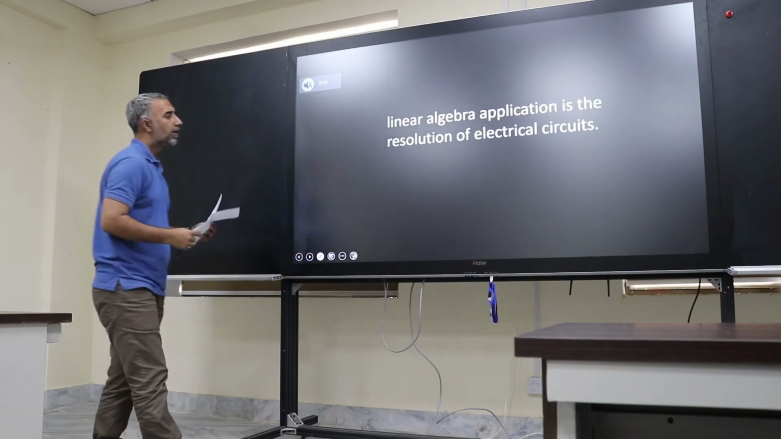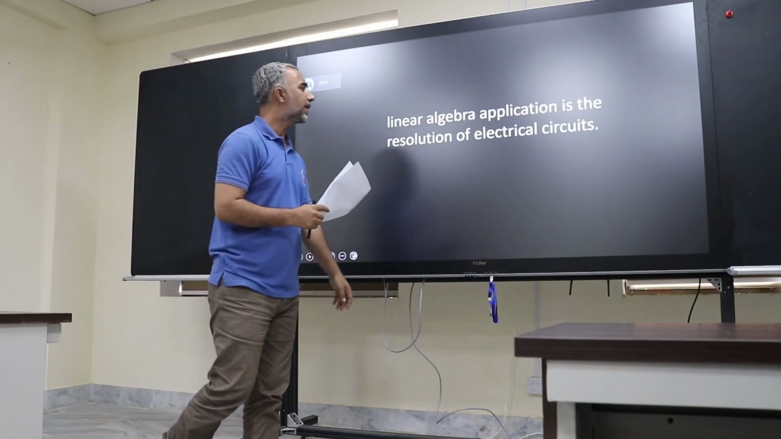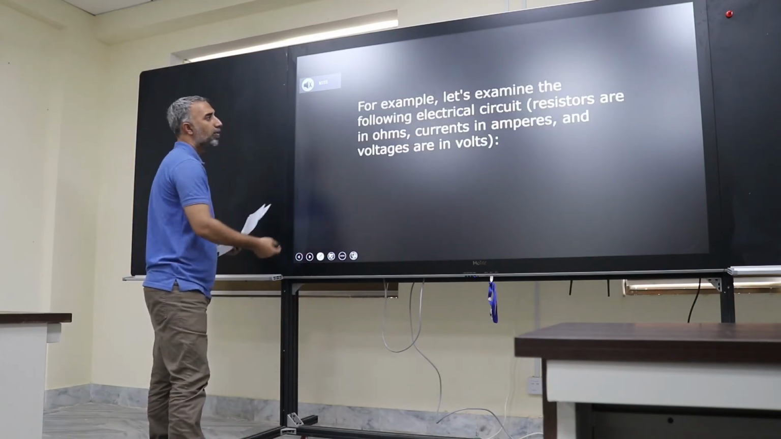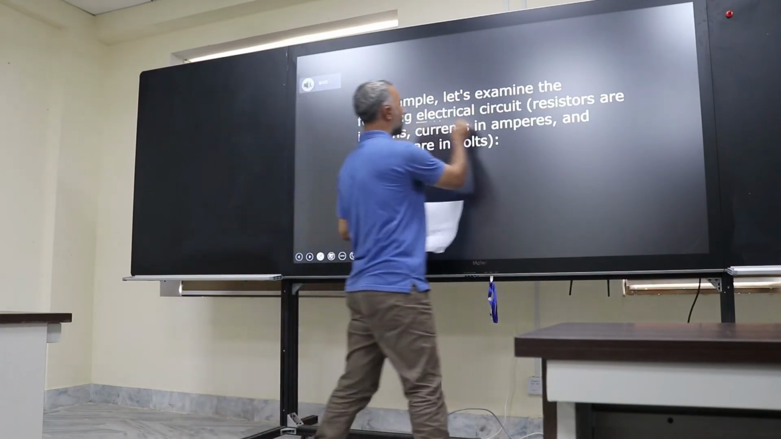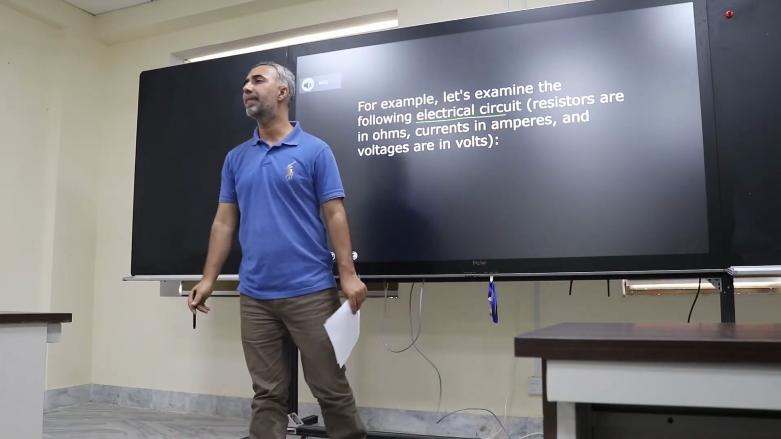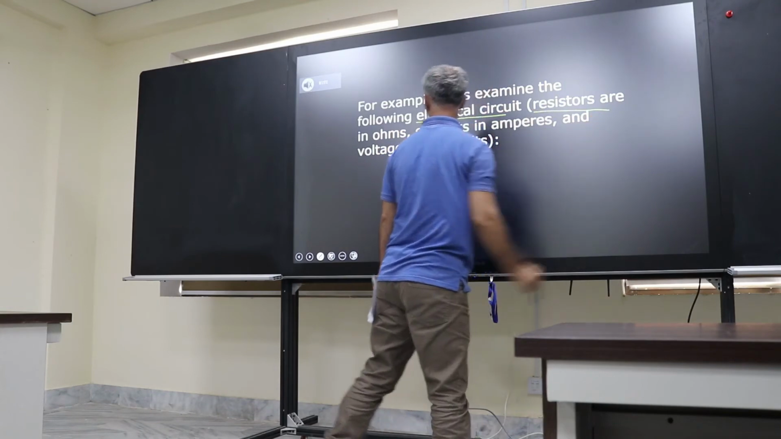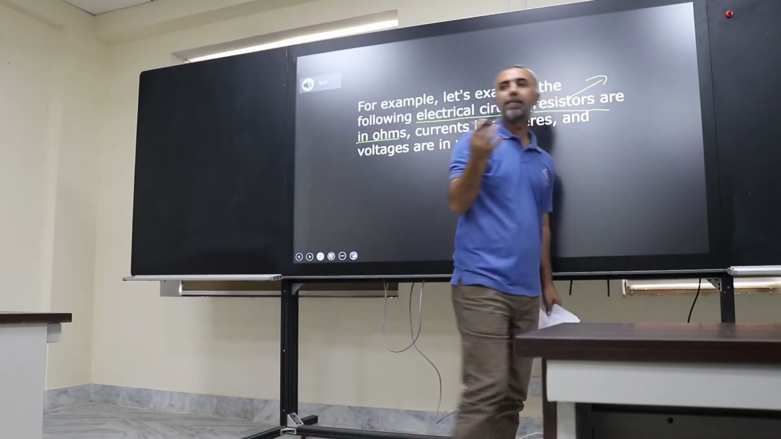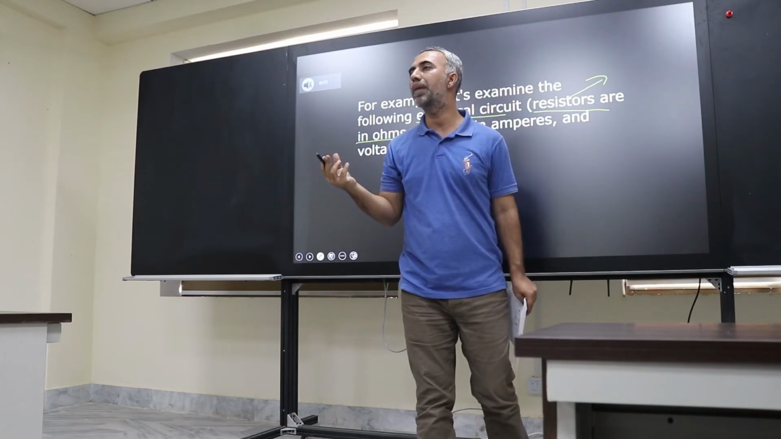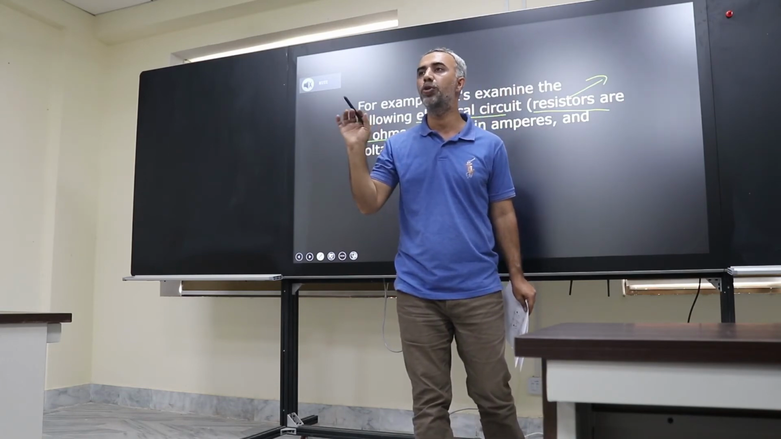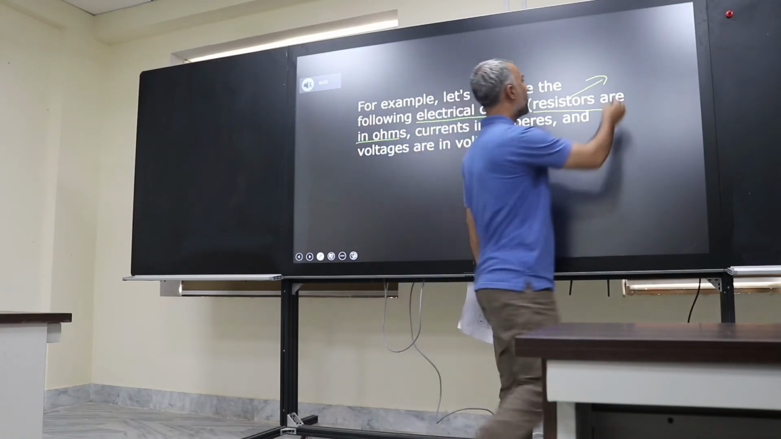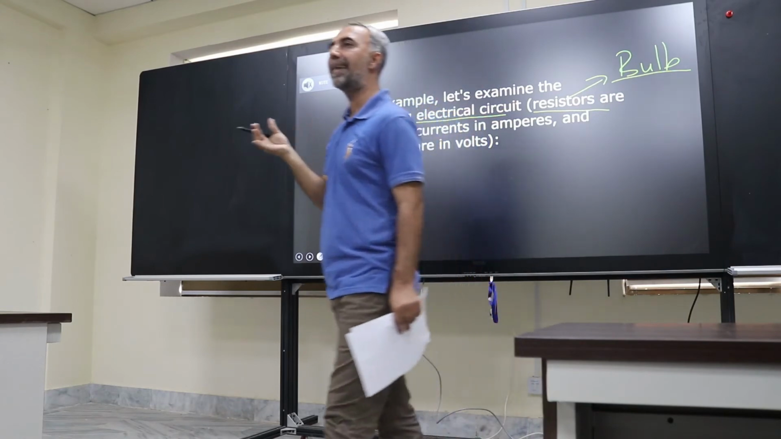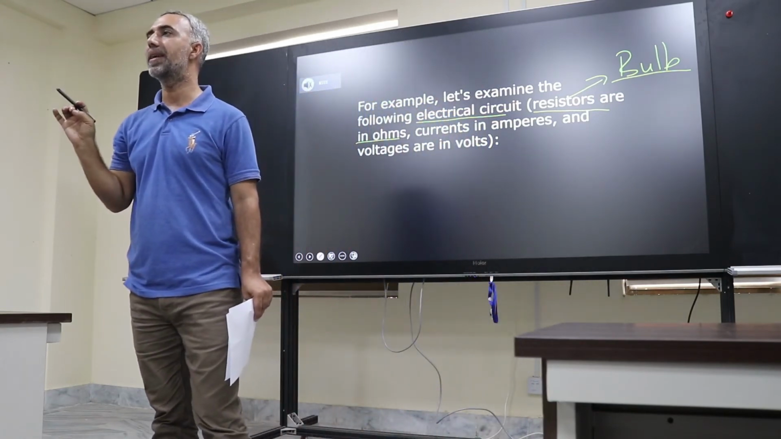The example of linear algebra application is an electrical circuit. For example, we are considering some electrical circuit with some resistors in ohms. These resistors you can say electric bulb. An electric bulb is also kind of a resistor, they are glowing due to resistance. Though it looks like an electrical model, it is for understanding.